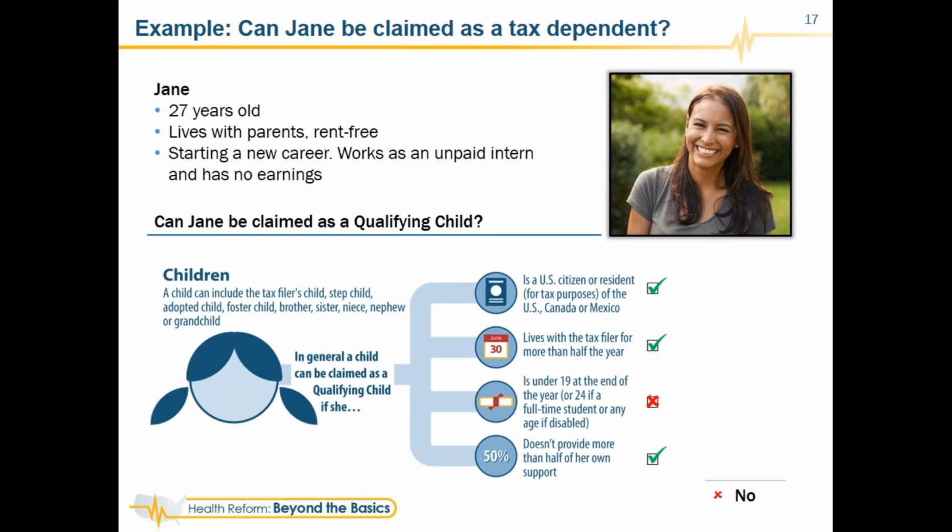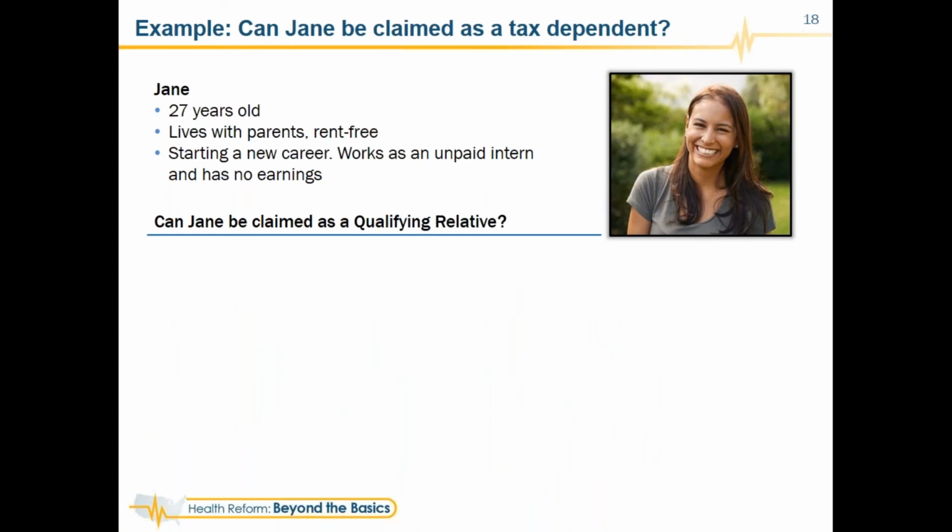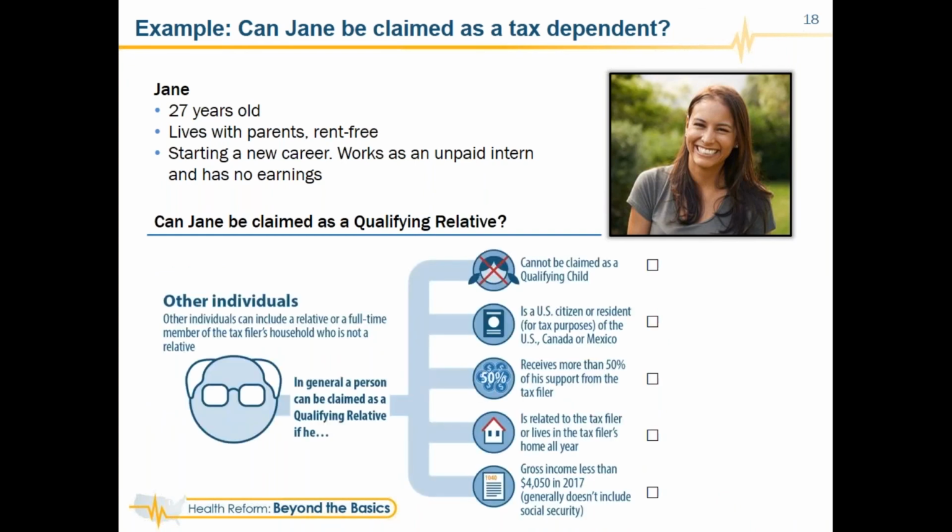Unfortunately, it's her age that's going to get her because she's not under age 19. She's also not a full-time student, even though she's an intern. And she's also not under 24. She's not disabled. We don't have any information to indicate that she has a disability. So the answer here is no, she can't be a qualifying child.